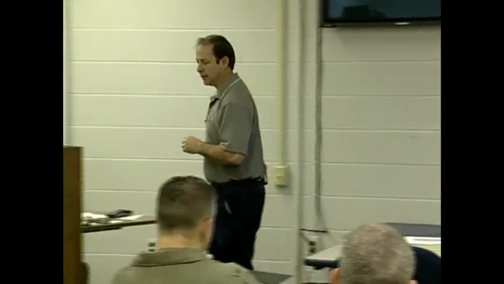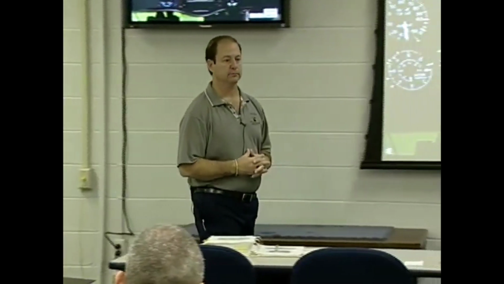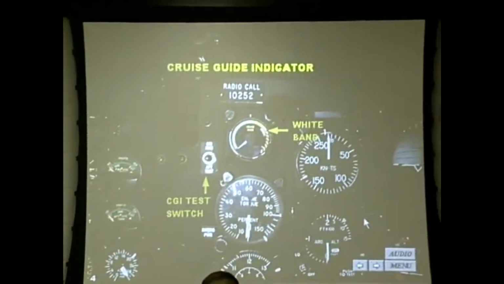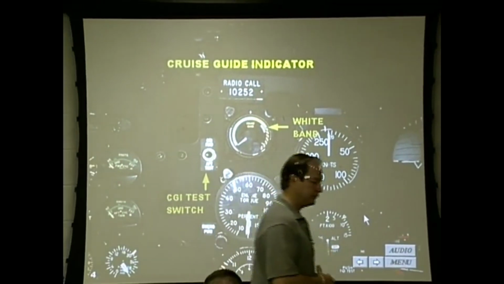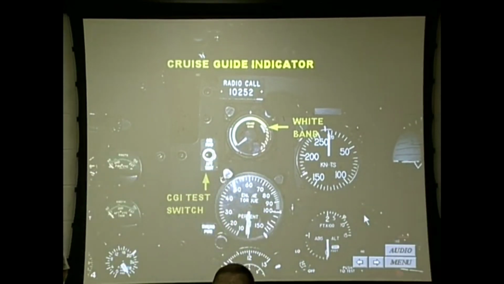Now, the next system we're going to talk about is a very, very unique system, and it's going to be brand new to all of you, and that is your cruise guide indicating system. Now, we have to correct and make sure that you understand. The cruise guide indicating system was intended to get the max performance out of the aircraft. What do we mean, max performance out of the aircraft? Max airspeed, max bank angle, and max load carrying capability. That's what it was intended for.